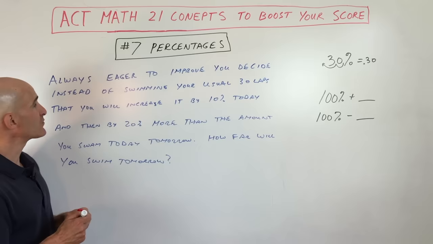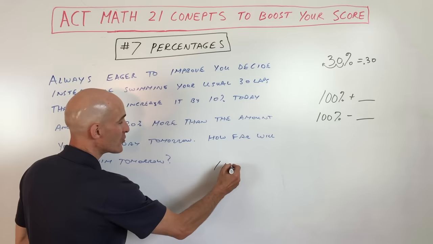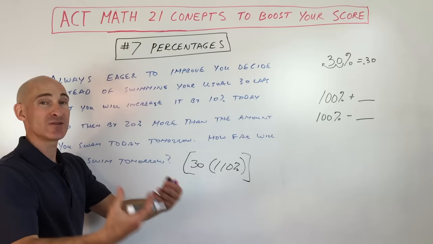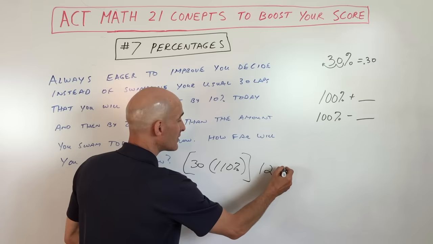That means you're swimming 110% of, and "of" means times, of your previous amount, the 30 laps. Then you're taking this entire quantity and increasing by an additional 20%. So that means you're swimming 120% of this whole quantity here.